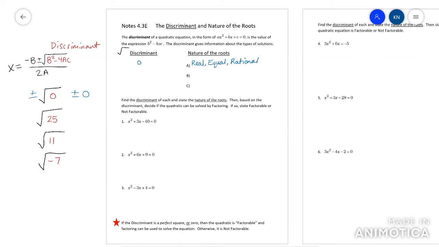The next situation would be if it was positive. So like if it was 25, or if it was like 7 or something, or even 20. There's two situations that happen here. If it's positive, first of all, it's real. So whether it was red or green, it's going to be real. But if it's a perfect square, it's rational. If it is not a perfect square, like say it was root 7 or root 20, which is 2 root 5, it's going to be irrational.